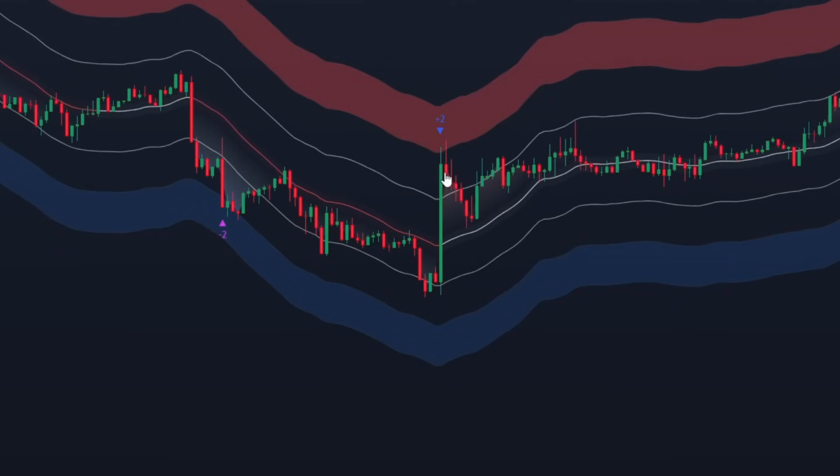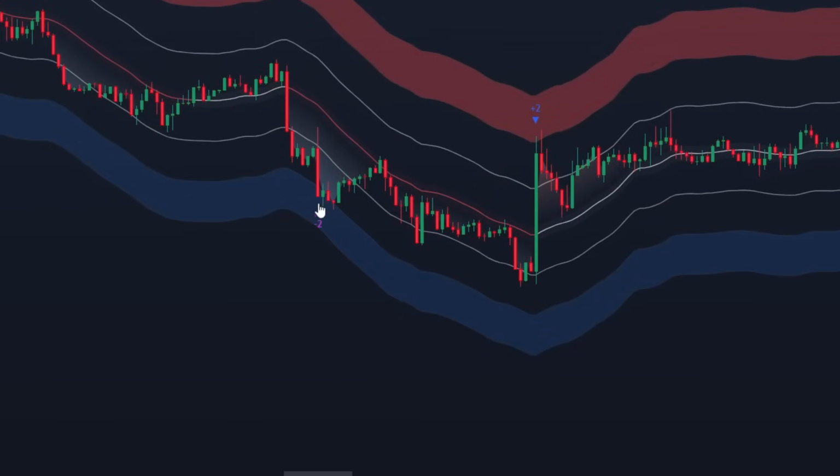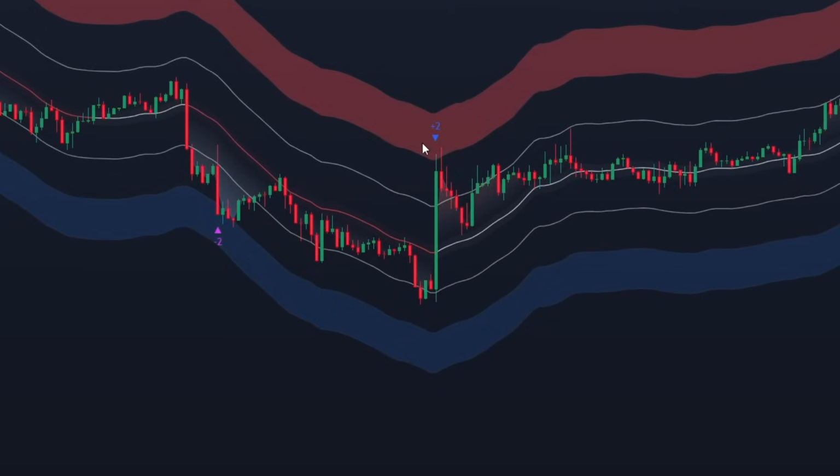So when you see price far below the fair value line in the extreme blue zone, the bias is down, but the probability of a reversal upside is also high. When you see price far above the fair value line in the extreme red zone, the bias is up, but the probability of a reversal back down to fair value is high. Let's go through some real examples so you can see how this plays out.